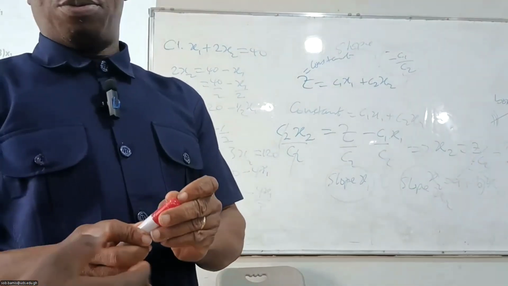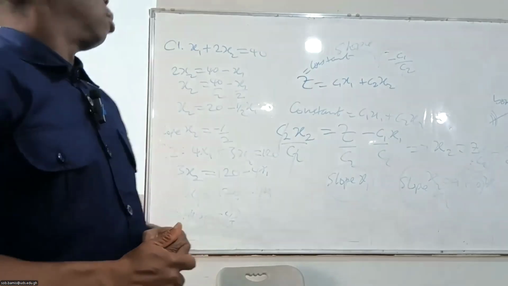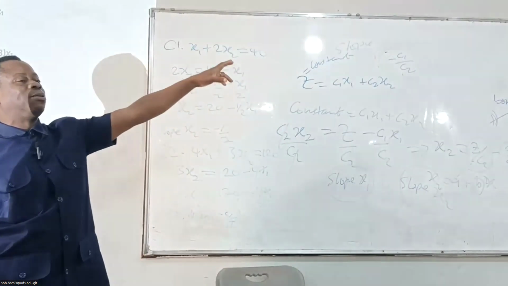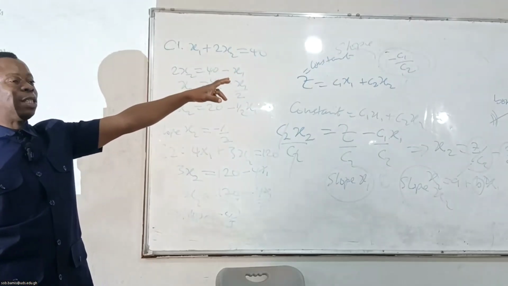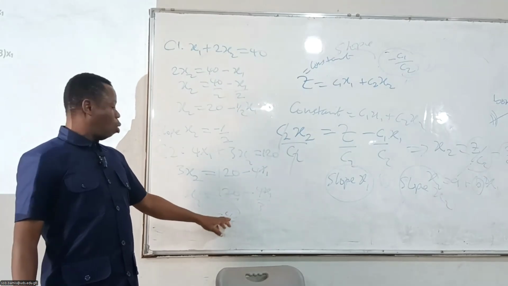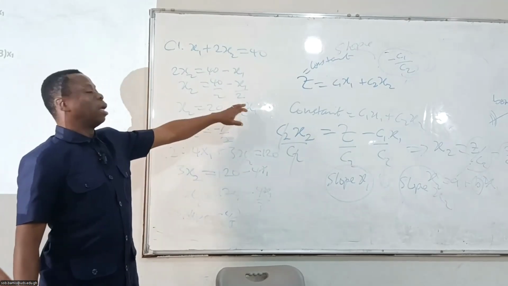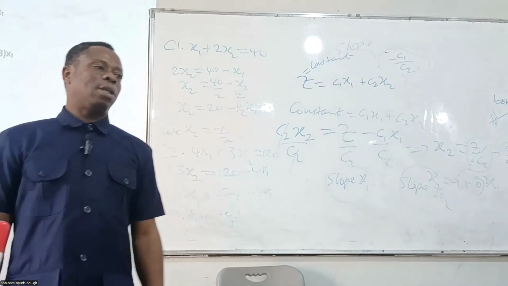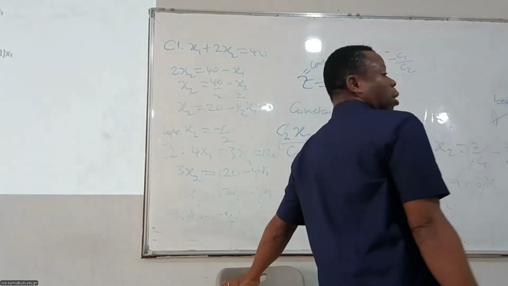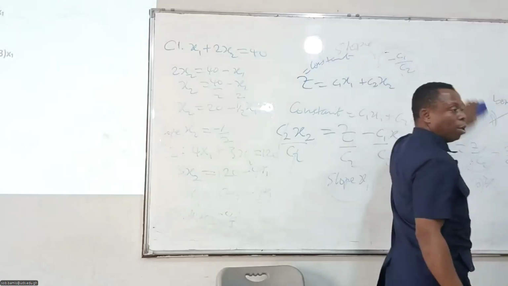So we have found the slope. It means that negative C1 over C2 is in between negative 4 over 3 and negative half. That's what it means, because we laid down the condition from the beginning.